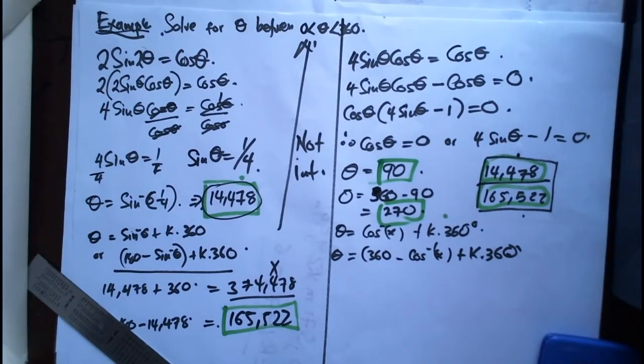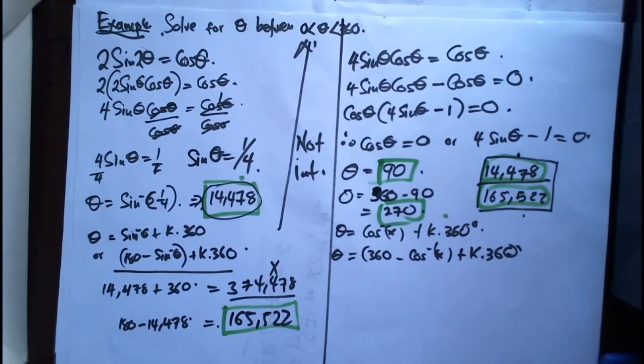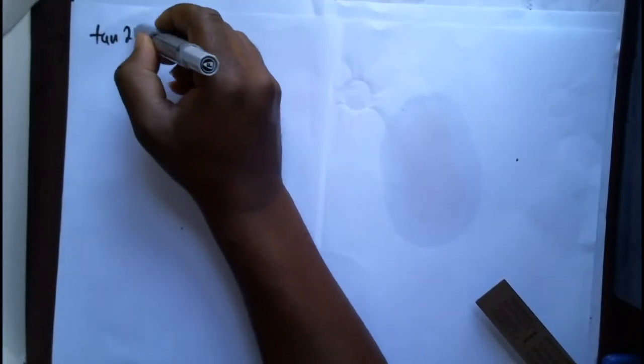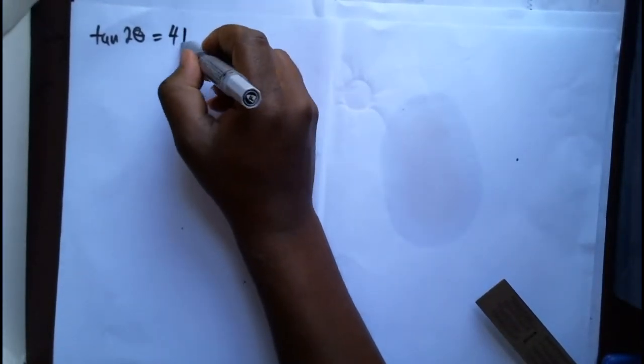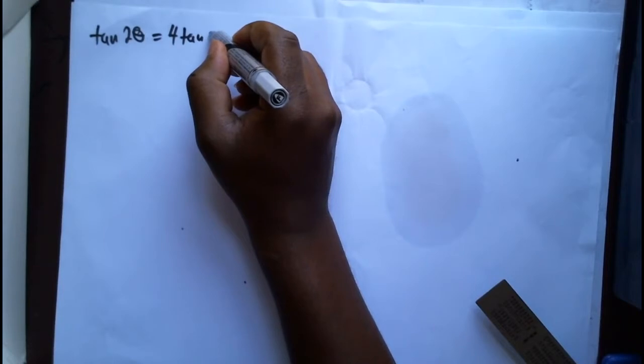So that's one of them. Let's do another question involving the use of double angles. I am going to write it down. It says tan 2 theta is equal to 4 tan theta. Since we are on tan right now, we will be able to show how we find the general solution if we are using tan.